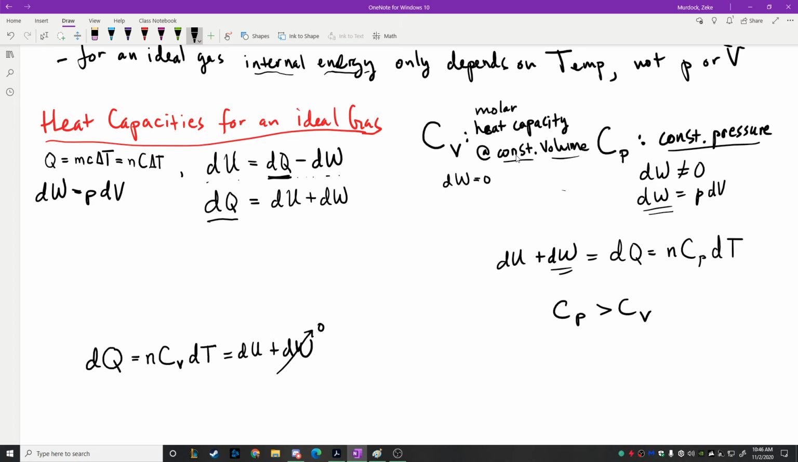So how much bigger is it going to be? All right, well, what we can do is expand out this equation right here. So this equation says that du plus dw, and dw is going to be pdv, pressure times the change in volume, should be equal to dq, which is this thing right here, N times Cp times dt.